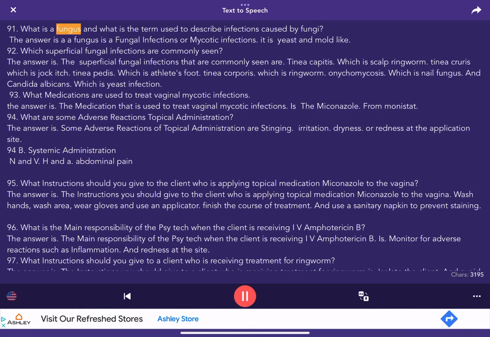91. What is a fungus and what is the term used to describe infections caused by fungi? The answer is a fungus is yeast and mold like. Fungal infections are also called mycotic infections.